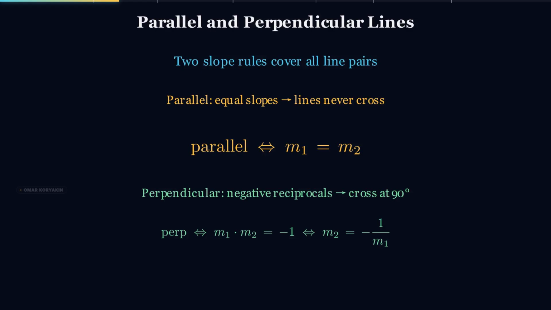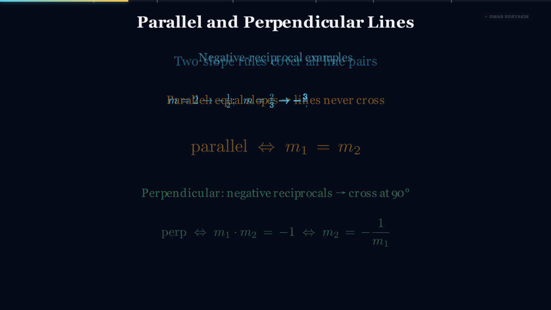Step 1 in writing a parallel or perpendicular line through a given point: identify the slope m of the given line by reading it off the equation, converting to slope-intercept form if necessary. The given line provides the slope reference for both the parallel and the perpendicular rule.